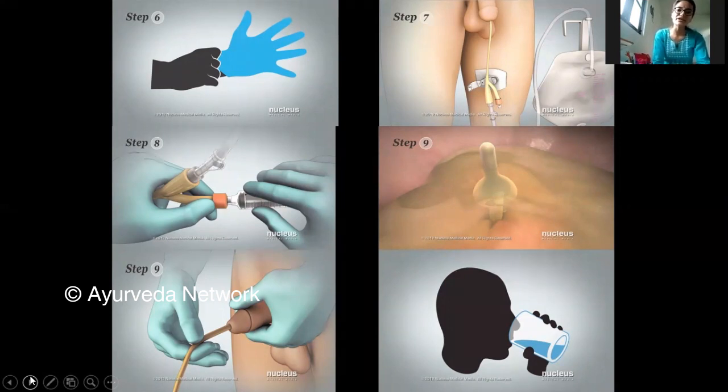And now you can pull out the catheter very slowly. You are not going to apply any pressure or any tension to the catheter. You are slowly going to pull that out. That is how you are going to remove the catheter. And again, you have to advise the patient to drink plenty of water so that you reduce the chances of getting any urinary tract infections. Next slide.